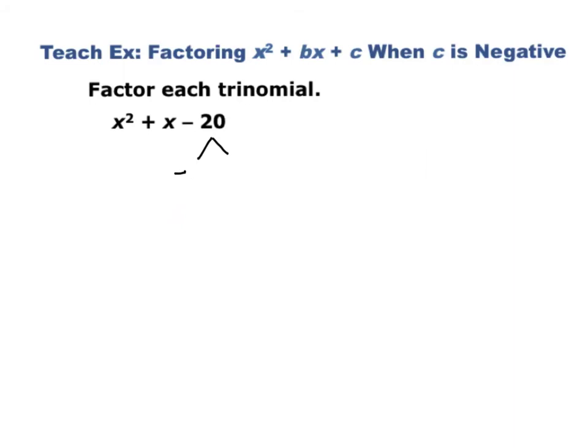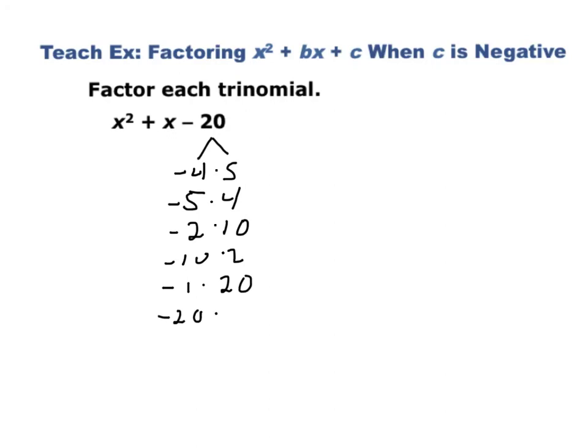So I could have negative 4 times 5. I have negative 5 times 4. I have negative 2 times 10. Negative 10 times 2. Negative 1 times 20. And negative 20 times 1. Now we're going to add up each of these to see which one of these is going to give me a 1 right here.